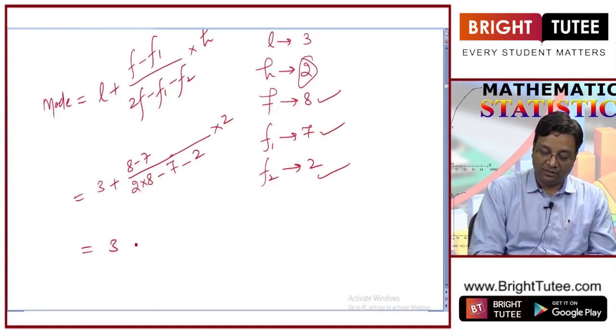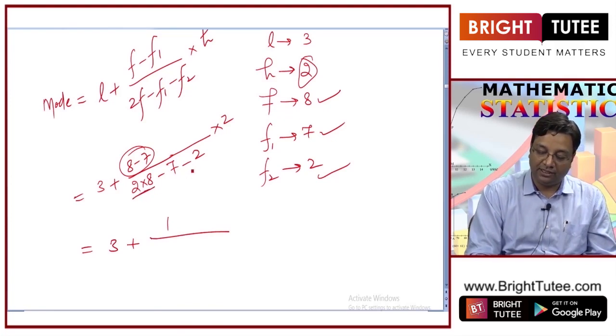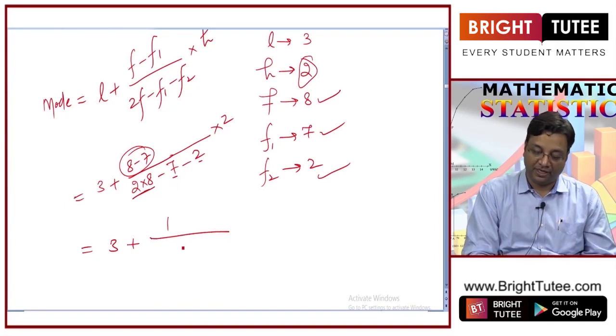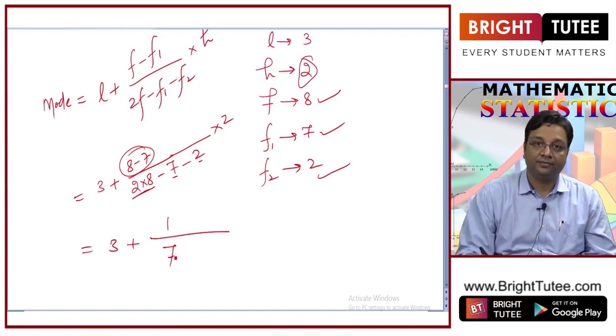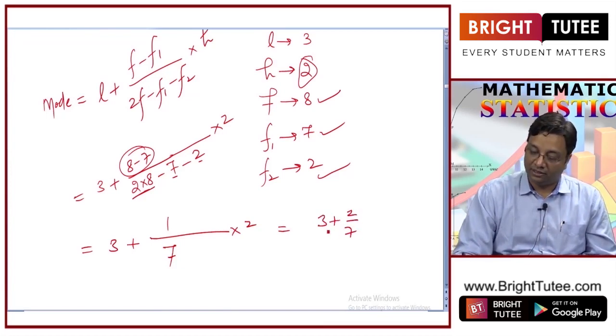So what is the result? 3 plus this is 1 divided by this is 16, and 7 and 2 is 9. So 16 minus 9 is 7, right, into 2. So it will give you 3 plus 2 by 7. Okay, this is 23 by 7.